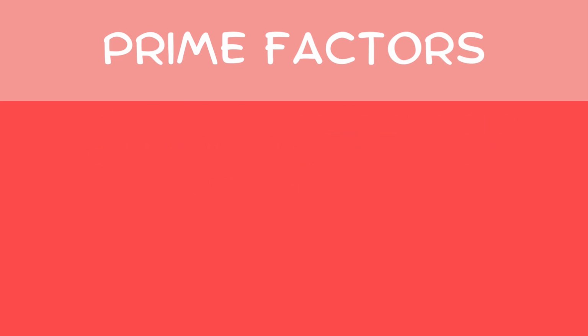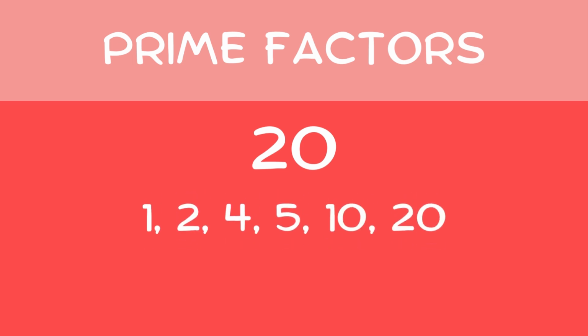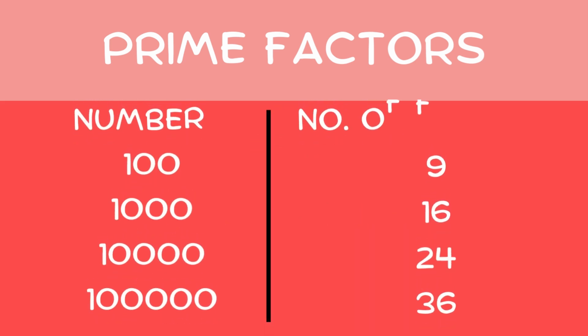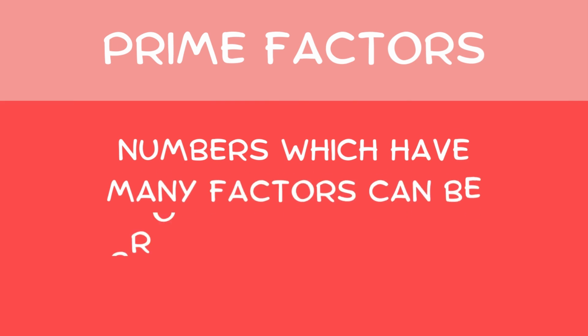For example, let's take any non-prime number, like 20. Its factors are 1, 2, 4, 5, 10, and 20. Of these numbers, 2 and 5 are prime. We can multiply these numbers together to make 20, such as 2 times 2 times 5, which can be simplified to 2 squared times 5. This seems relatively easy for smaller numbers, where finding the factors isn't a long process. However, for larger numbers with more factors, and therefore more prime factors, it's better to use a factor tree.